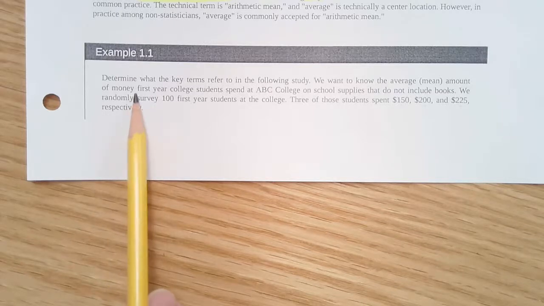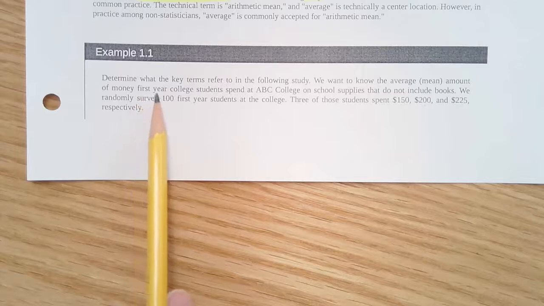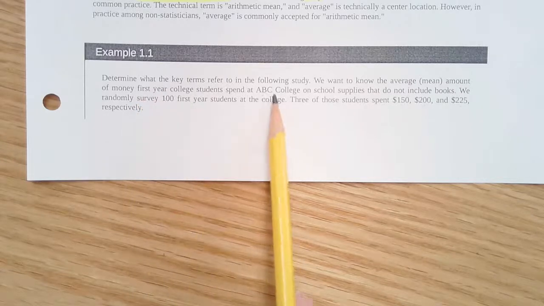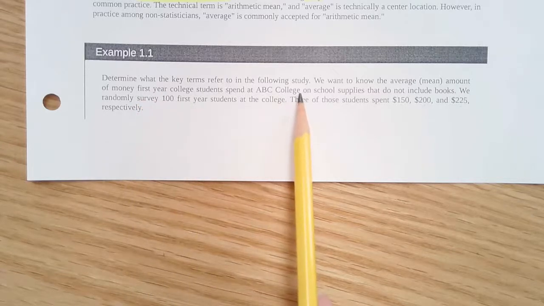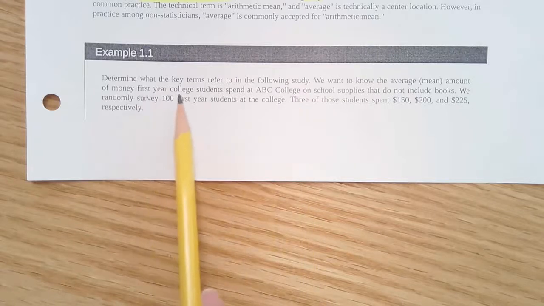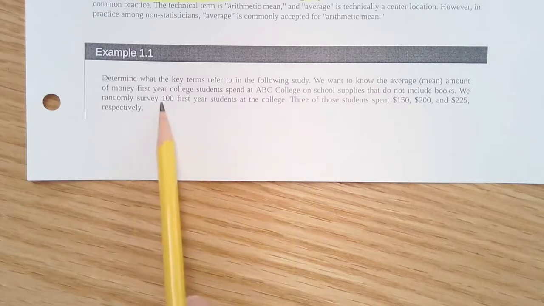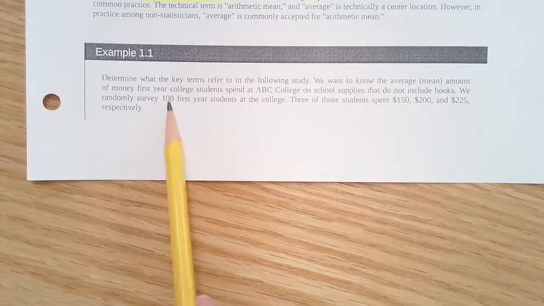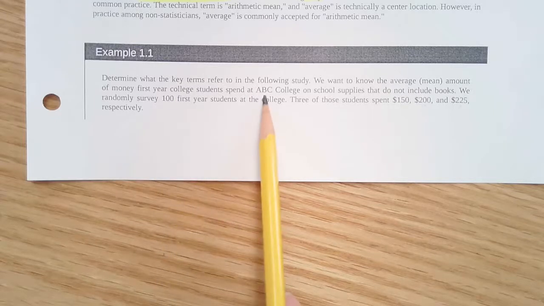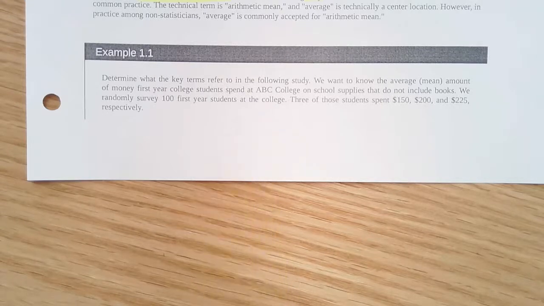Our population is first-year college students at ABC College. That's our population: all first-year college students at ABC College. Now we want to know what our sample is. Our sample is a randomly surveyed 100 of those first-year college students at ABC College. Then our parameter is what we're looking for next. So take a minute. What's the parameter?